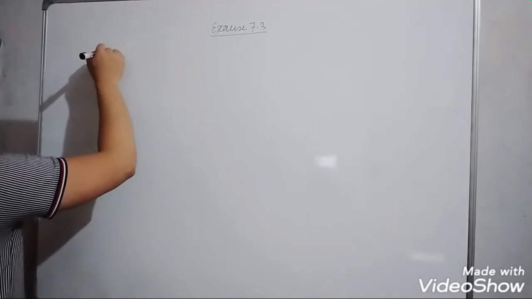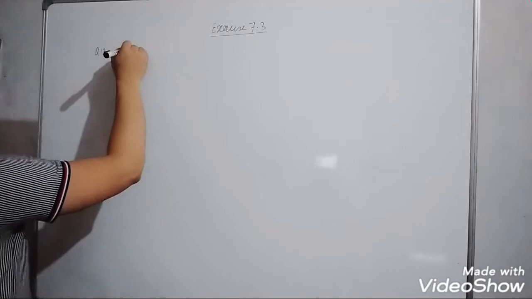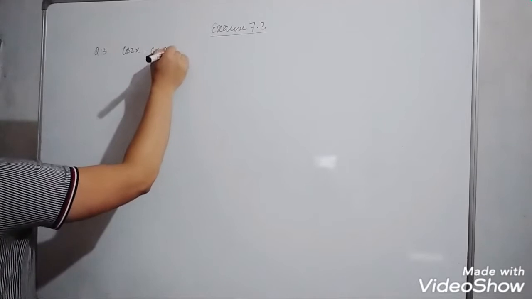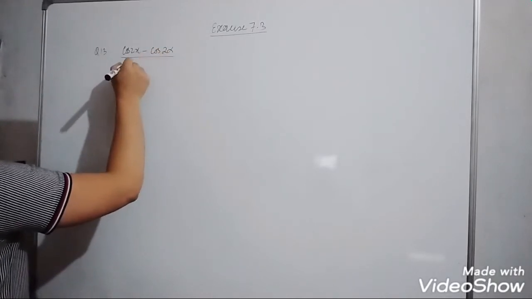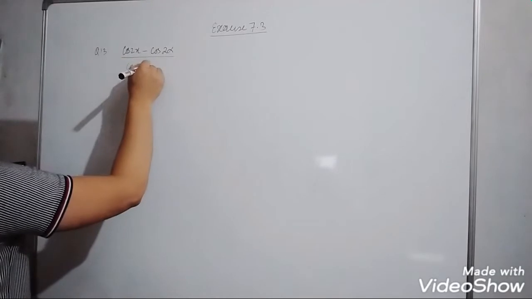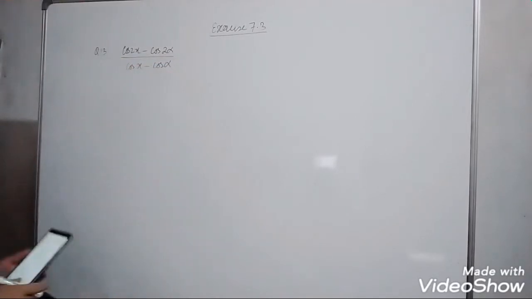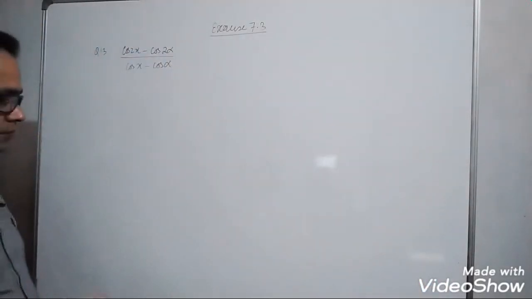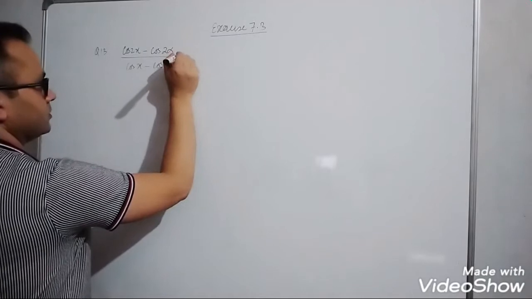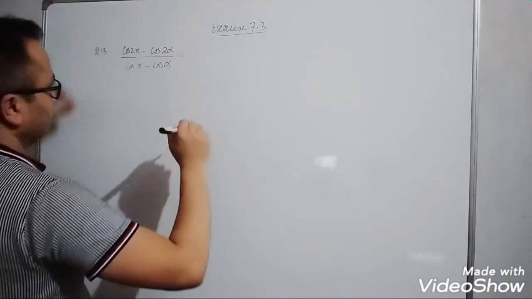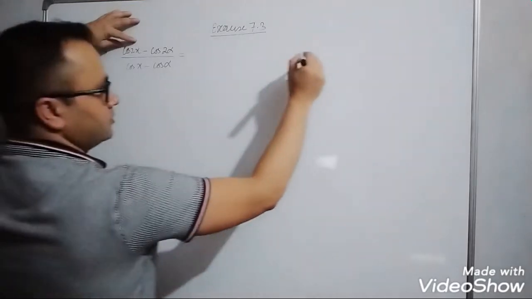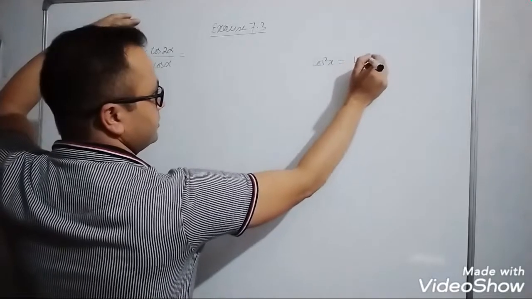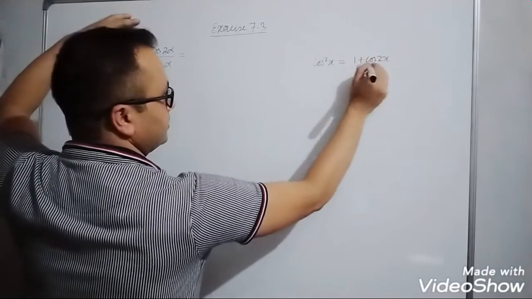Question number 13: cos 2x minus cos 2 alpha divided by cos x minus cos alpha. Now this is the question. First we have to simplify it and make it into standard form. What is the formula of cos 2x? We know that cos square x equals 1 plus cos 2x divided by 2.